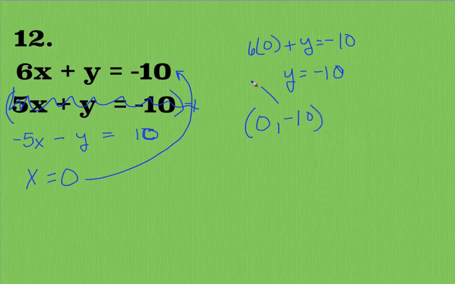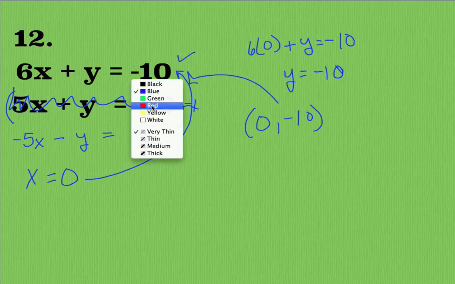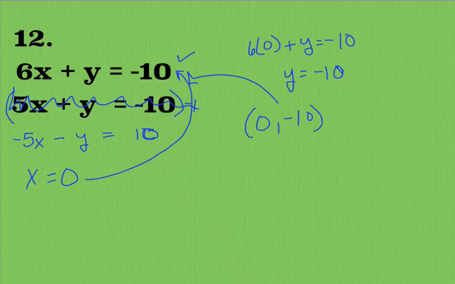And I can go ahead and plug this in and check each equation. x is 0, so 0 times 6 is 0. y is negative 10. Negative 10 equals negative 10. Yes. Let me do that with a different color. In fact, let me clean up some of this.